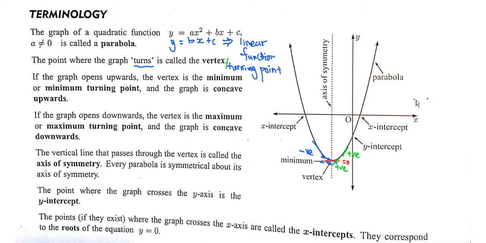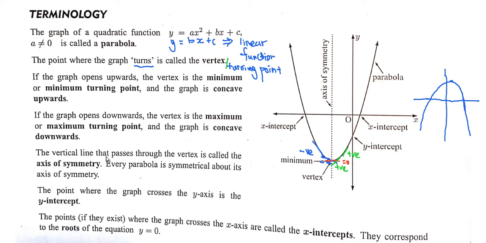Open downward means this way. As you go further down, the distance between the two parts of the curve becomes wider and wider. It opens up as it goes downward. For this case, we call it the maximum turning point at this point here, where the gradient of the tangent is equal to 0. This is called concave downwards.